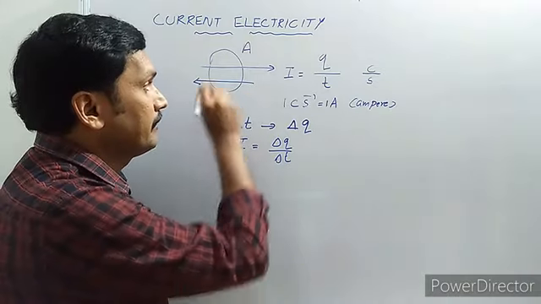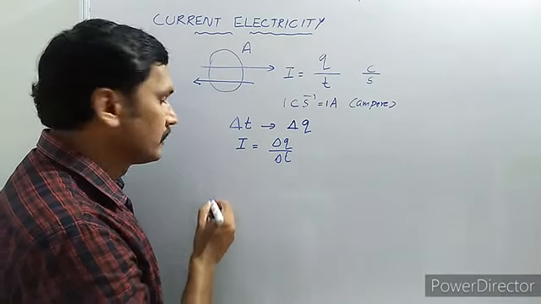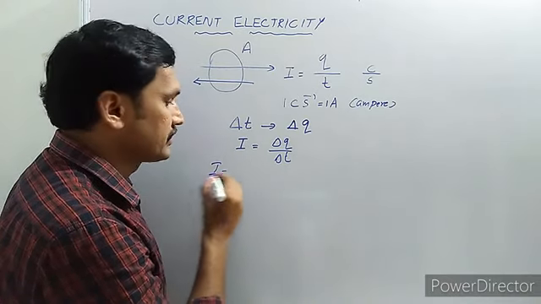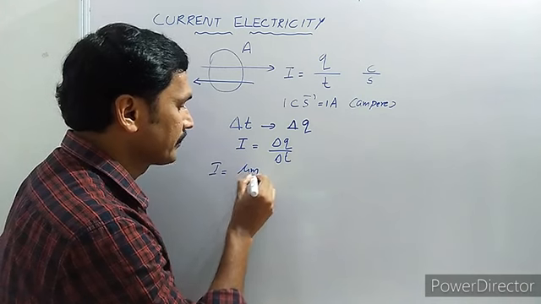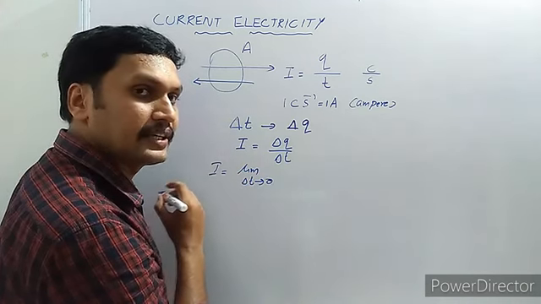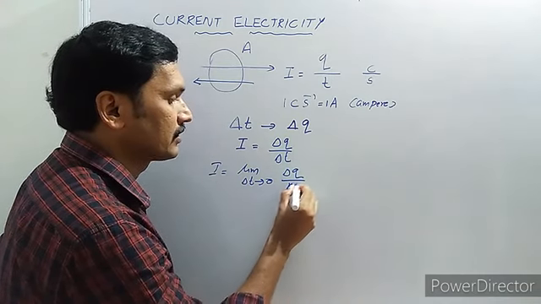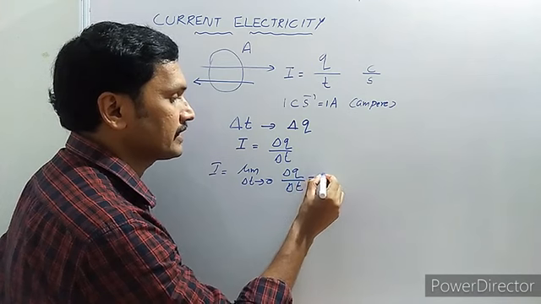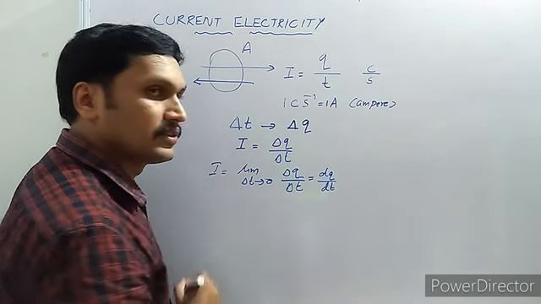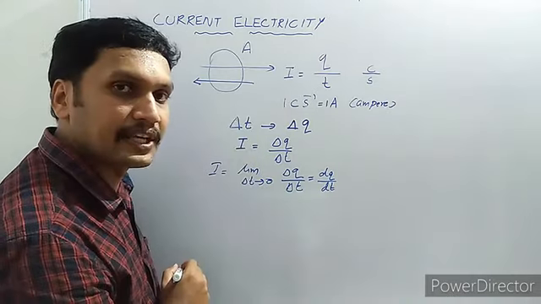Again, if we take the time interval too small, that is delta t tends to 0, we can write the instantaneous value of current in this way also: I is equal to the limit as delta t tends to 0 of delta q by delta t. Delta q by delta t can also be written as dq by dt. So that is the current at that instant through this area.